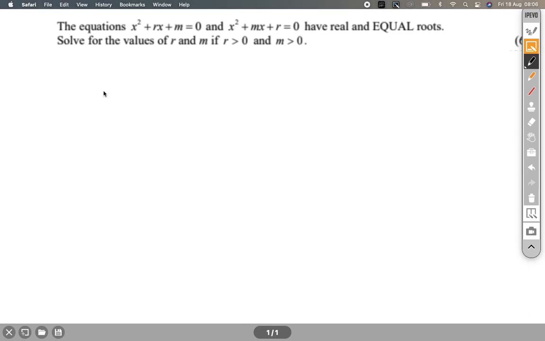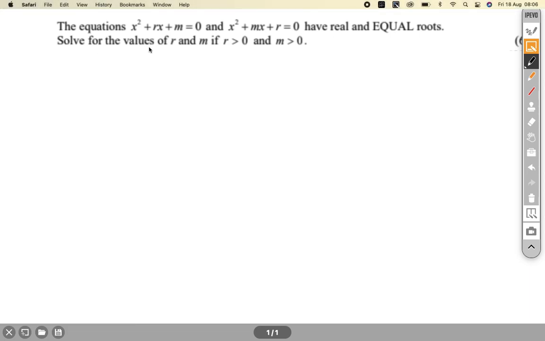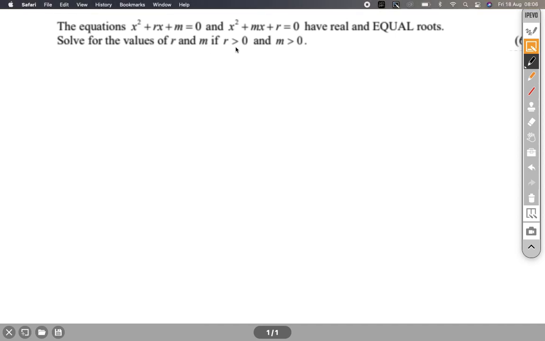Grade 12 algebra. The equations x squared plus rx plus m equals 0 and x squared plus mx plus r equals 0 have real and equal roots. Solve for the values of r and m if r is greater than 0 and m is greater than 0.